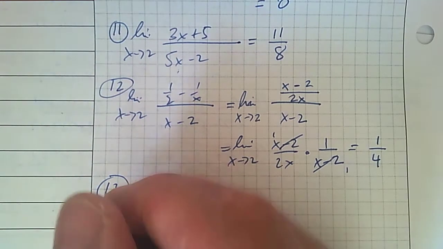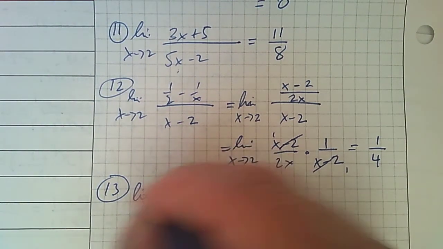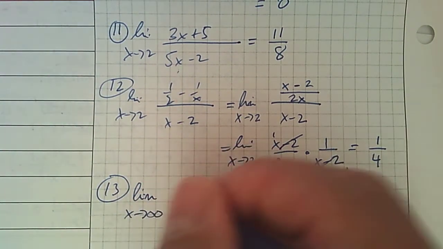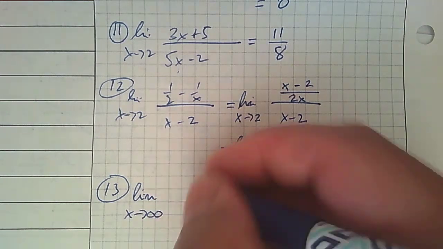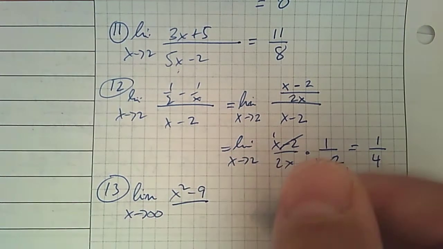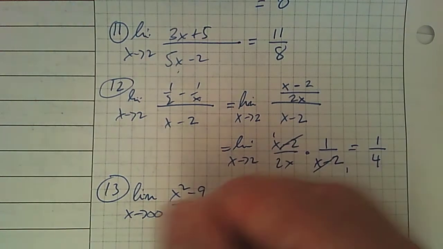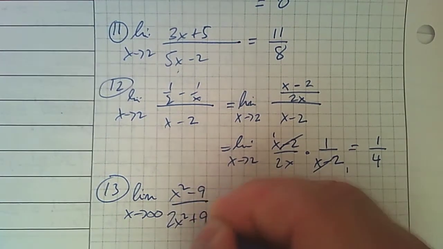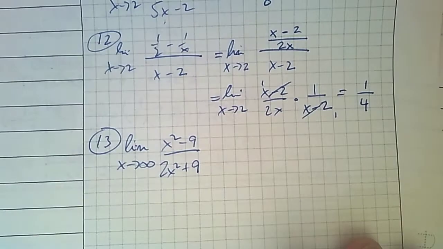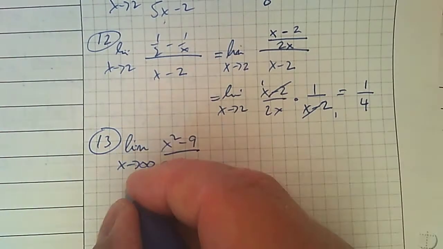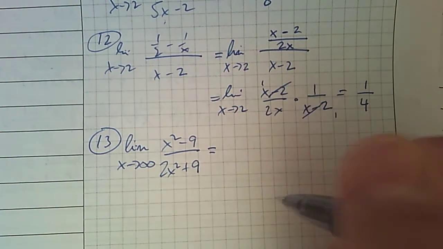The limit as x approaches infinity. These are end behavior questions. So when I write down the limit as x approaches infinity of x squared subtract 9 over 2x squared plus 9, what I'm asking for is either the right end or the left end. So positive infinity means what's the right end behavior? And how do I understand the end behavior?